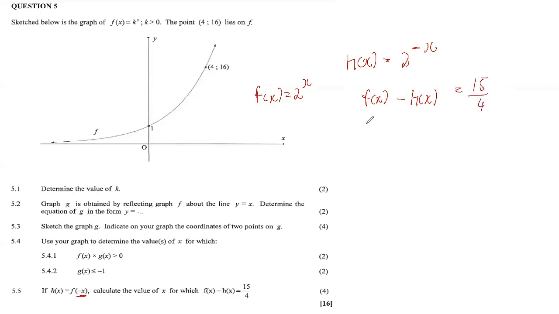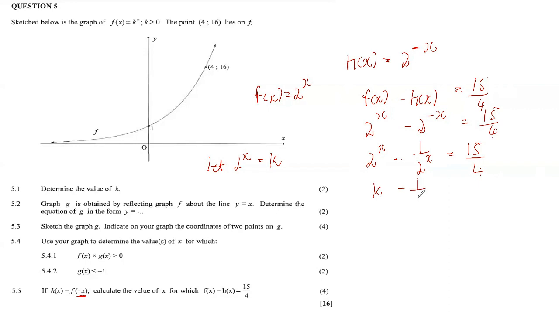Now look at this. We have f of x minus h of x equal to 15 over 4. What is our f of x? That's 2 to the exponent of x. And what is our h of x? That's 2 to the exponent of negative x, equal to 15 over 4. Now this will be 2 to the exponent of x minus 1 over 2 to the exponent of x. We've applied a rule of exponents there. Since we have the same term repeated, we can use the k method and say let 2 to the exponent of x be equal to k. So we replace 2 to the exponent of x by k, just like that.